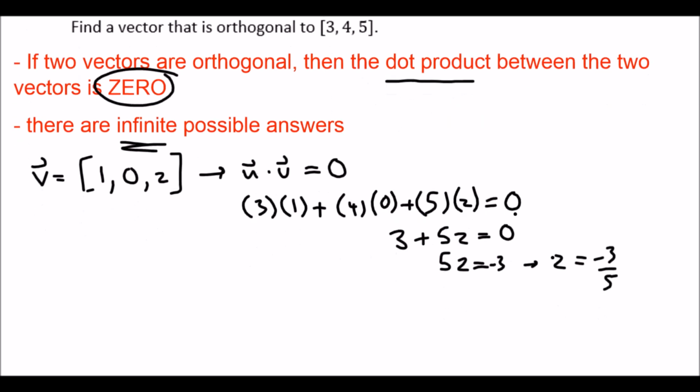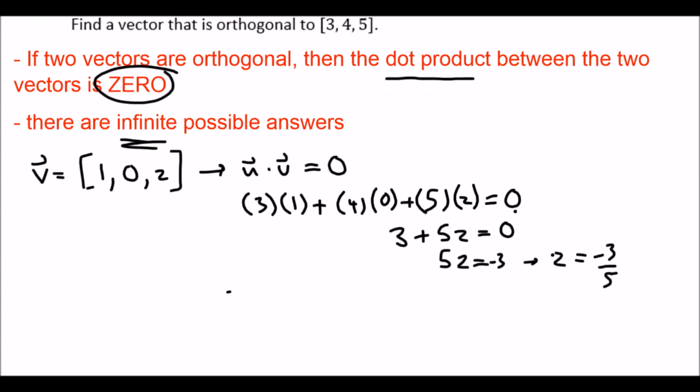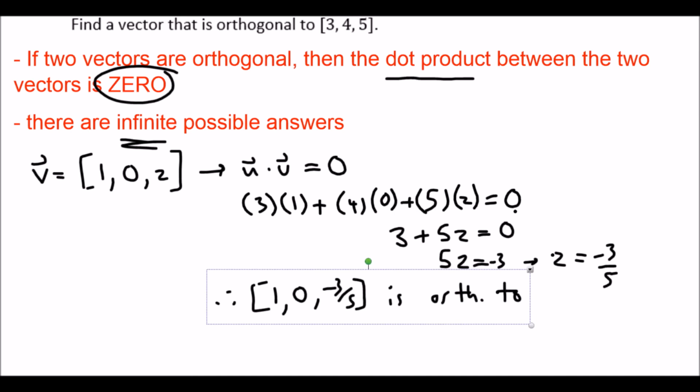So what does that mean? Therefore, 1, 0, negative 3 over 5 is orthogonal to the vector 3, 4, 5. And again, you can choose anything you want for these first two coordinates, then you just solve for the third. The only thing you cannot choose is, of course, 0, 0.